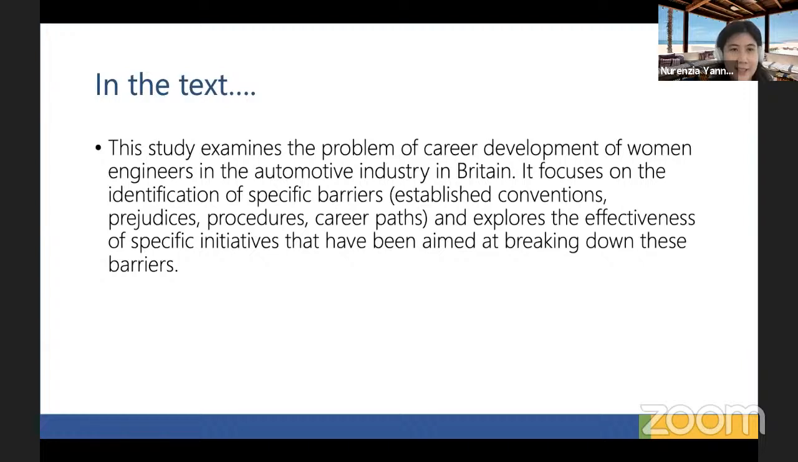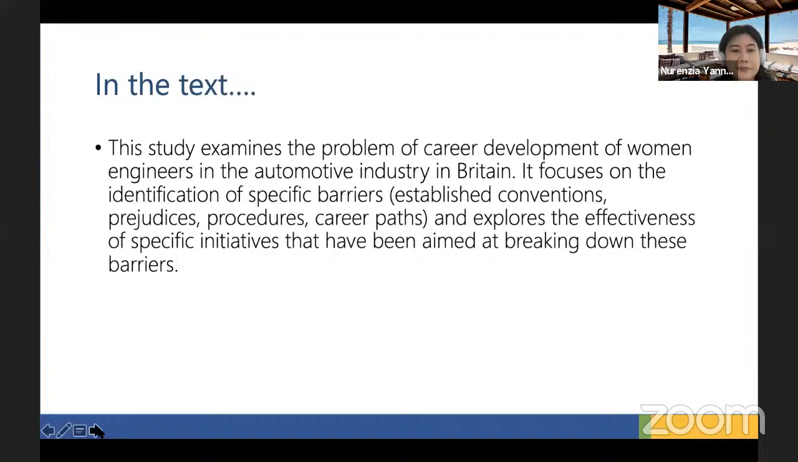What we do behind the scene might be messy. You have different kind of questions, different kind of considerations. Nah, itu ketika ditampilkan dalam report itu sudah harus rapi dan to the point. Contohnya ya, this is one of the way you can write down the research problem in the report of the research. This study examines the problem of career development of women engineers in the automotive industry in Britain. It focuses on the identification of specific barriers, established conventions, and so on, and explores blah blah blah.